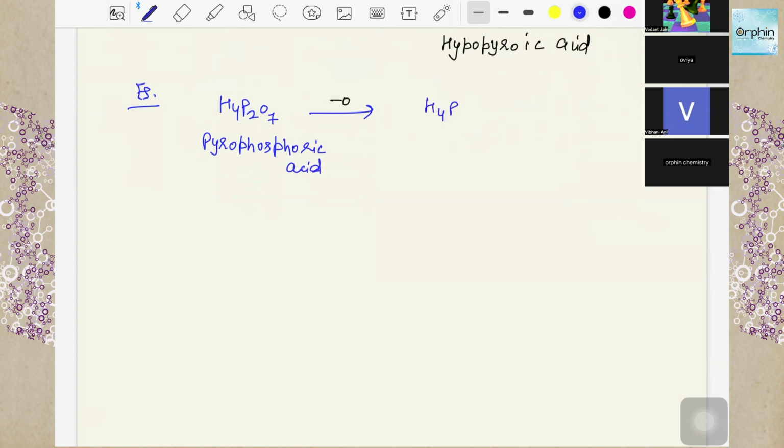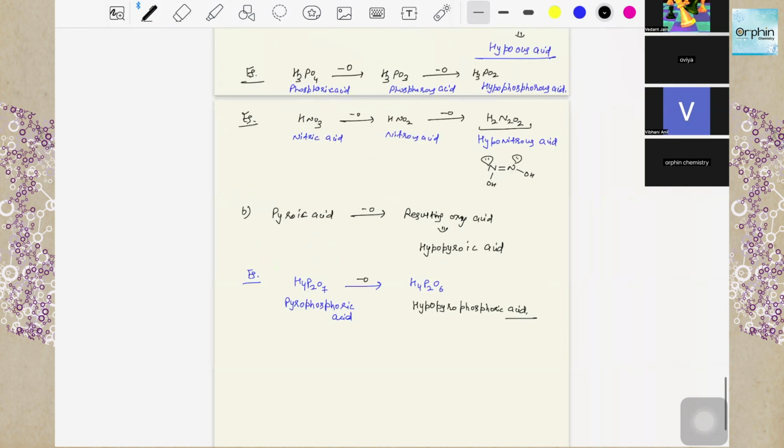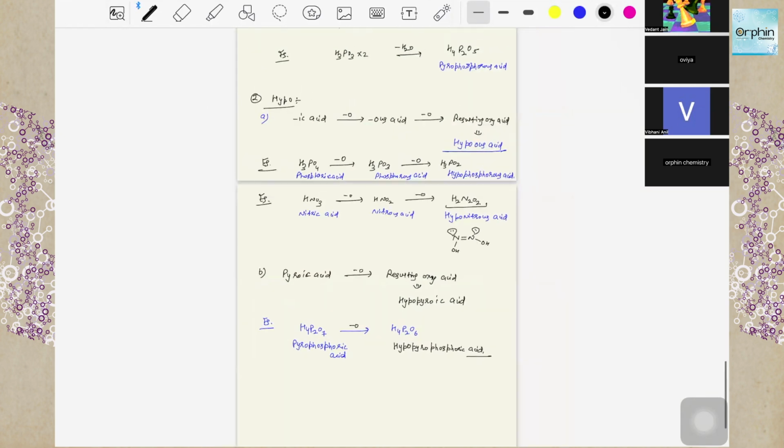It will become H4P2O6. Now, H4P2O6, its name will be hypopyrophosphoric acid. Hypopyrophosphoric acid. Simple. It's very simple, right? So this is the second use of hypo, right? From pyro-ic acid, if we are removing one oxygen, the resulting acid will be known as hypopyro-ic acid. Okay. So this was about hypo.